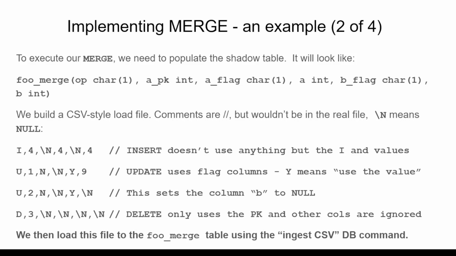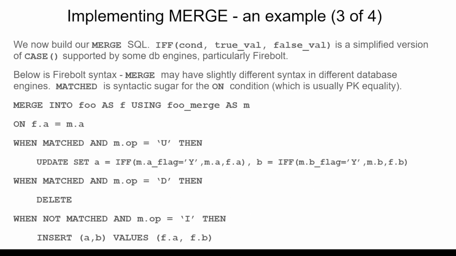We will load this file to the foo merge table using the ingest CSV command, whatever it is. It is usually something like copy, and in many cloud databases, this copy operates on a storage bucket, so our app will have to transfer the CSV file to the storage bucket before running the ingestion. Now that the data is in our foo merge table, we now build our merge SQL.